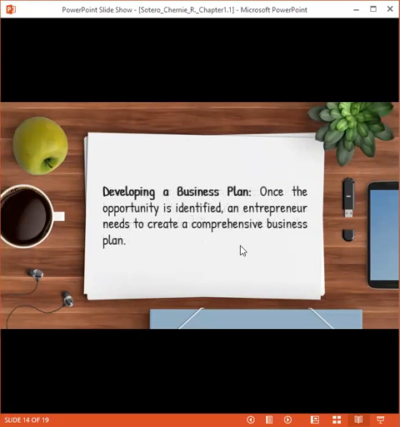So developing a business plan. Once the opportunity is defined, an entrepreneur needs to create a comprehensive business plan. A business plan is critical to the success of any new venture since it acts as a benchmark and evaluation criteria to see if the organization is moving towards its set goals.